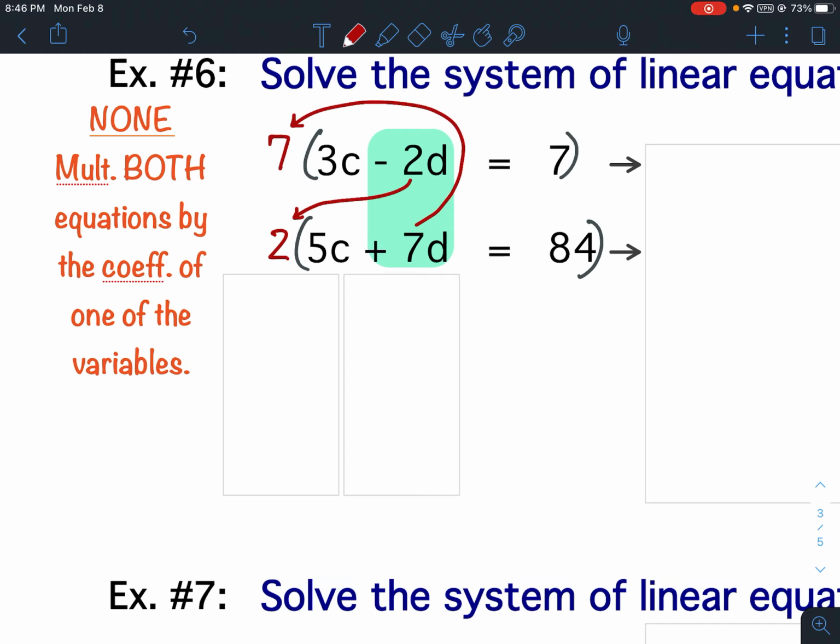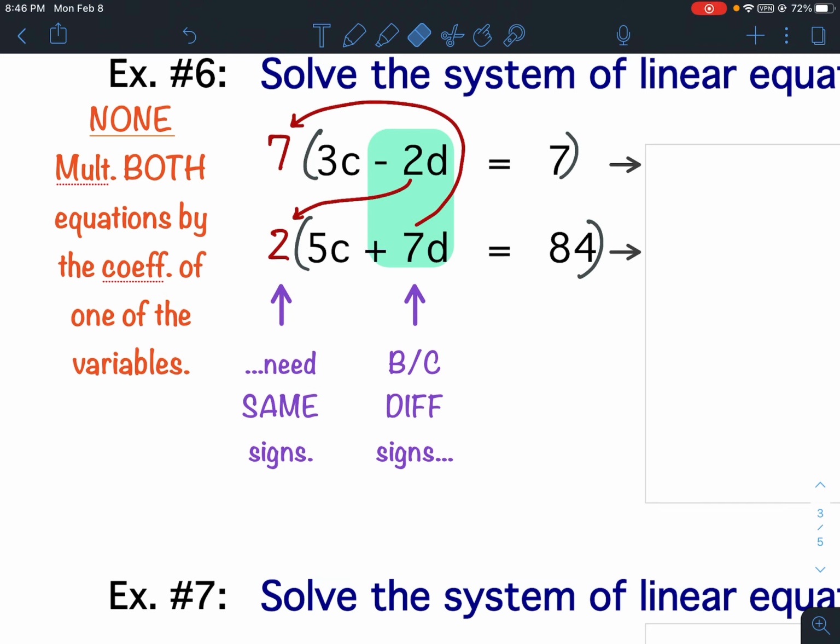Now this is where we have to decide the signs. Because the signs of these numbers are different, see how you have a negative 2 and a positive 7? They are already different, so I already have opposite signs. If I already have opposite signs, then these signs out here need to stay the same. So it's going to stay a positive 2 and a positive 7. Inside I have the different signs, on the outside I need the same signs.